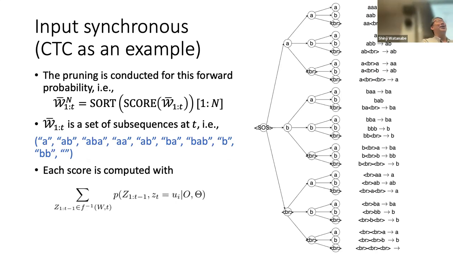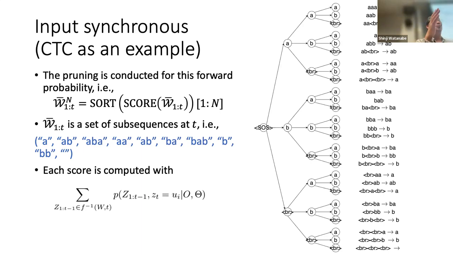The difference is that, again, it is each time frame, not the output now. For each time frame, we can get a lot of subsequences like this, and even the length is different. Then we get the top N, and perform the beam search. So this is a little bit tricky, but this is one way to solve the input synchronous beam search.